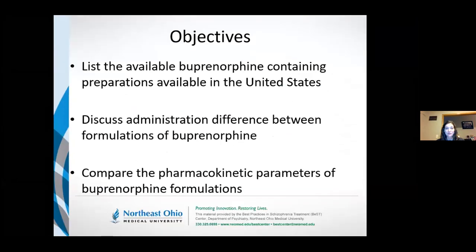So our objectives for this session are to list the available buprenorphine containing preparations in the US, discuss some of the administration differences because they're not our traditional oral preparations, and then compare some of the pharmacokinetic parameters of these formulations. So what makes them different?